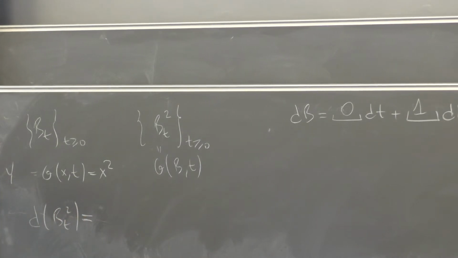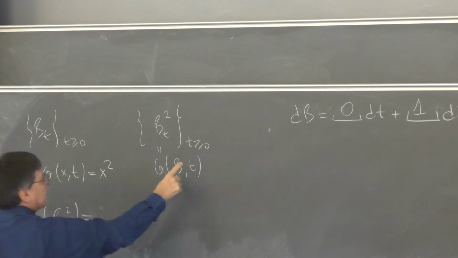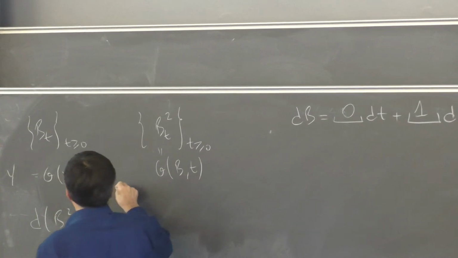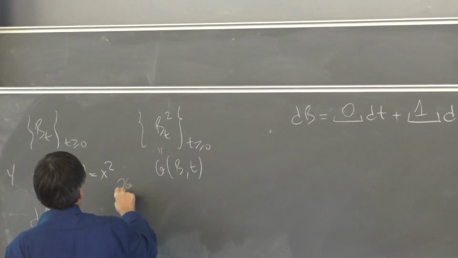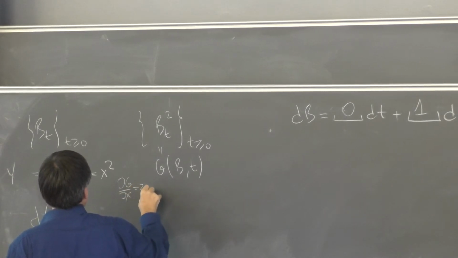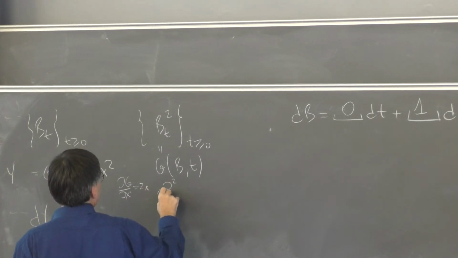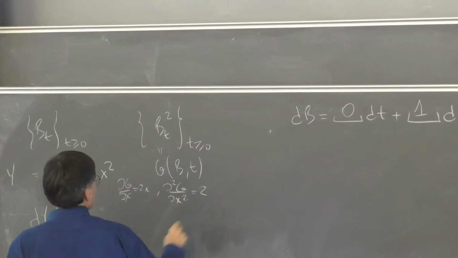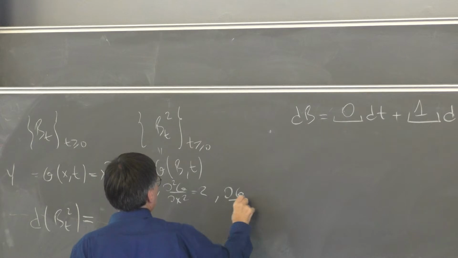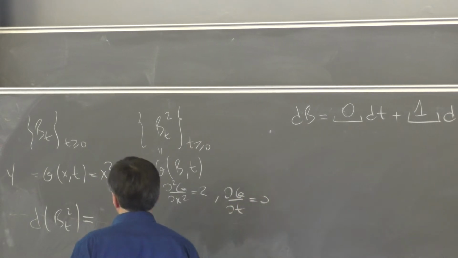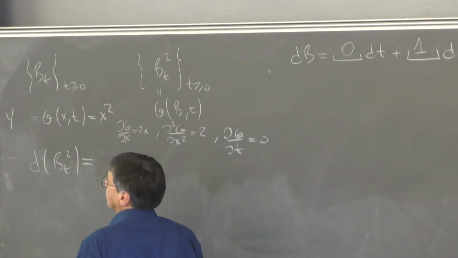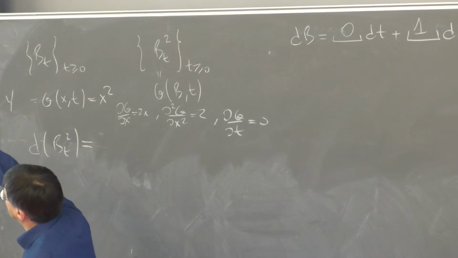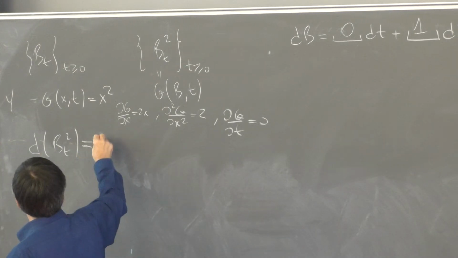So what do I have to do? I have to take my function and take the derivative with respect to the first variable. So let's do that. dg/dx is 2x. And we're going to need the second derivative, which gives us 2. And we also need the derivative of g with respect to time, which is 0. And now we go to Ito's lemma, which I conveniently repeated there, and we start plugging things in.